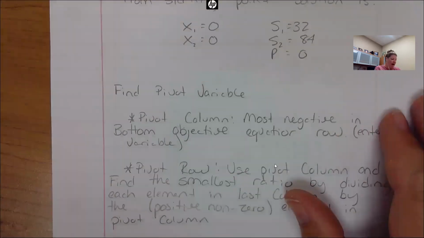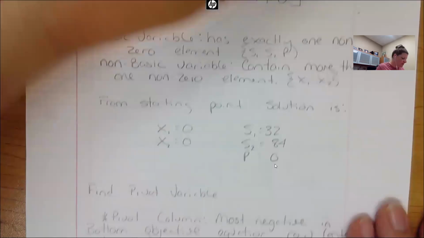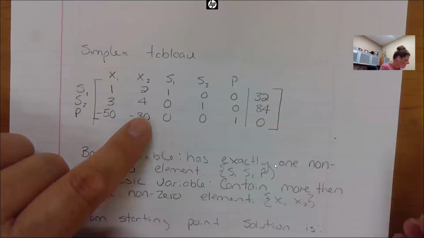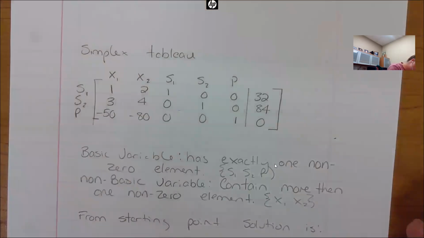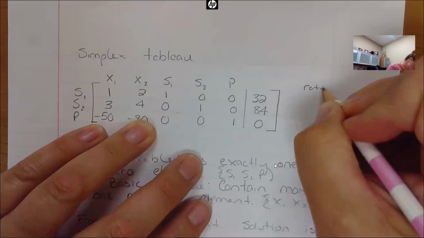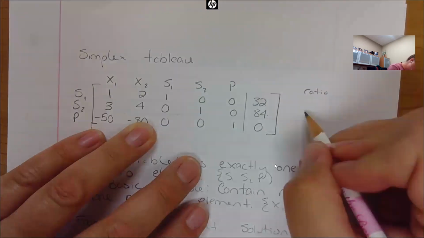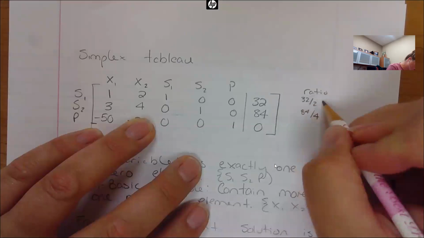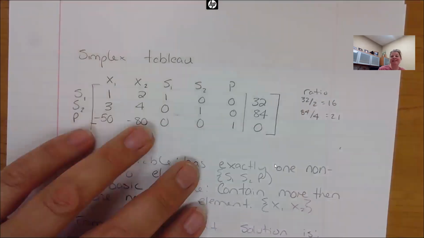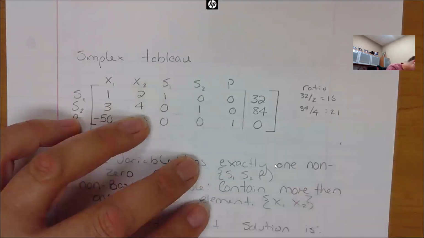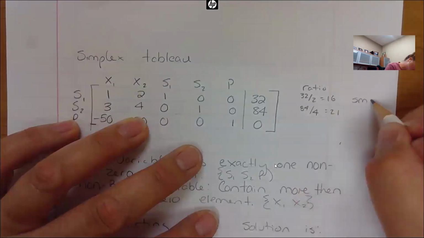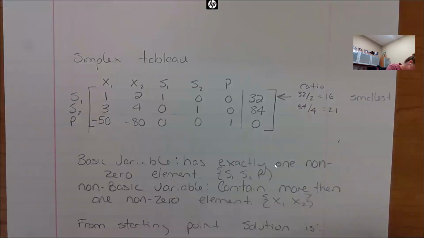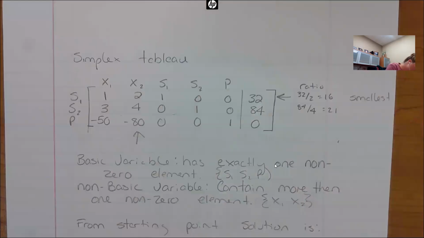All right, so let's go up and look at what I mean by that. You could have paused and rewound if you didn't get it all the way written down. We're looking at this column right here, and we need to look at the ratios. And the ratios will be 84 divided by 4 and 32 divided by 2. This gives me 21. This one gives me 16. And which one is the smallest ratio? This one, right? So this means this is my pivot row. This is my pivot column. So this is my pivot variable.